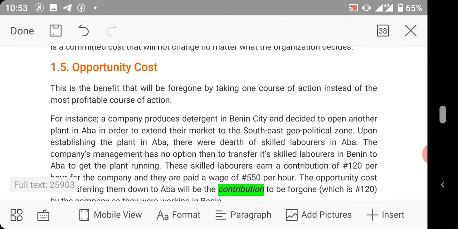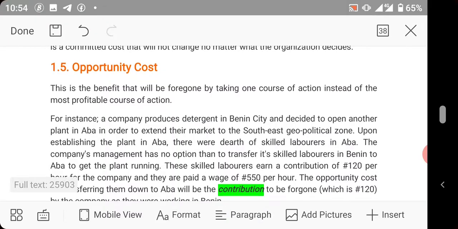Now, in accounting, we call it deprival cost. This deprival cost has deprived us of a profit, and whatsoever action we have taken must pay off what we forfeited. If it doesn't, it is not worthwhile.